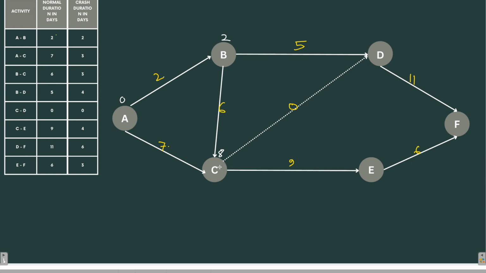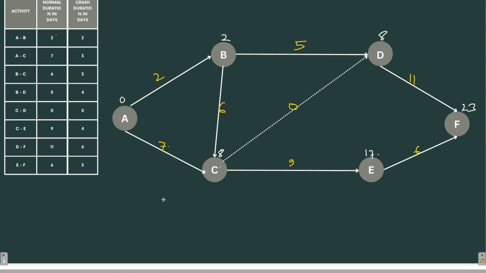Now let's proceed. 8 plus 0 is 8 and 5 plus 2 is 7, so we will take the maximum of these two, that is 8. Now 8 plus 11 is 19, but 17 plus 6 is 23. So we'll take the maximum of these two. So it will be 23 here.